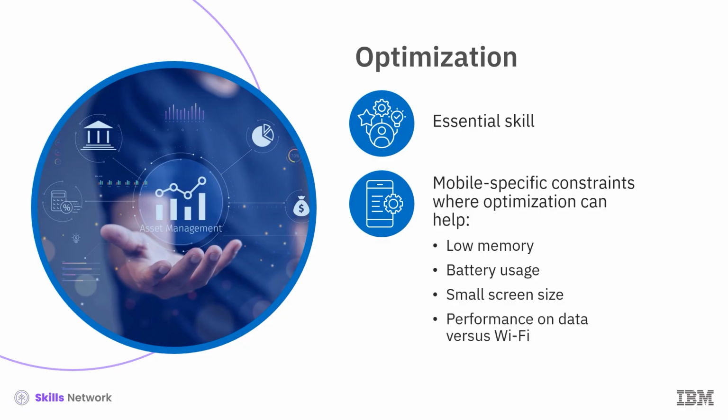Performance on data versus Wi-Fi. Consider how your app performs on cellular data connections versus Wi-Fi, as data speeds and reliability can vary greatly. You may need to optimize your app accordingly. Limited processing power. Mobile devices have less processing power compared to computers. It is therefore critical to optimize coding practices.